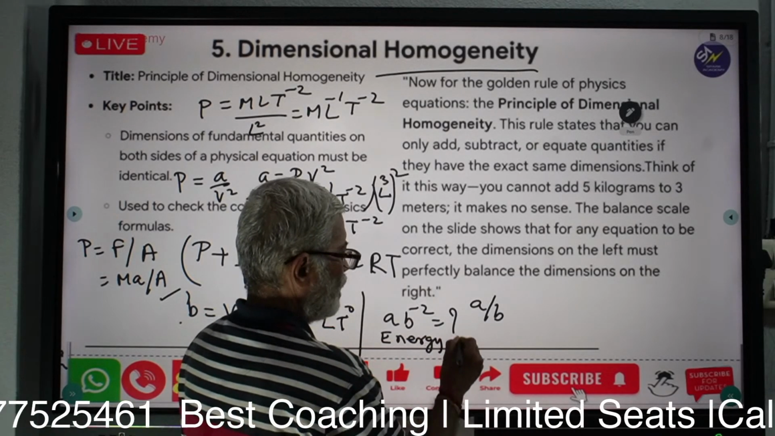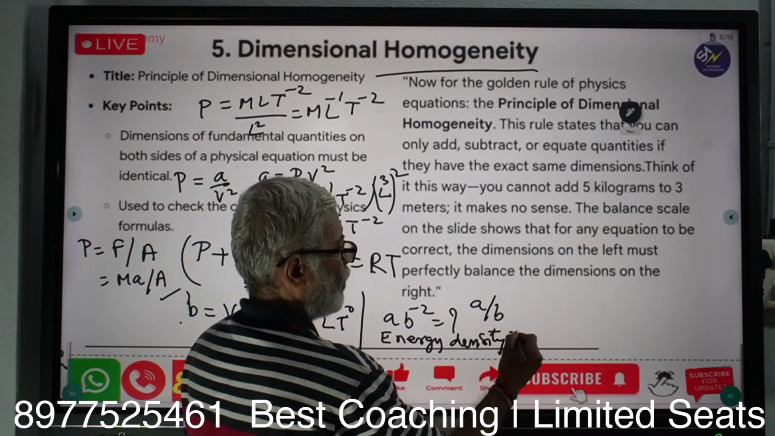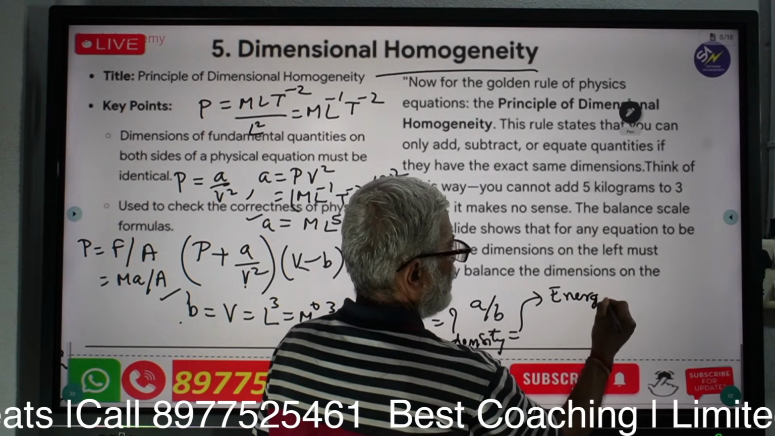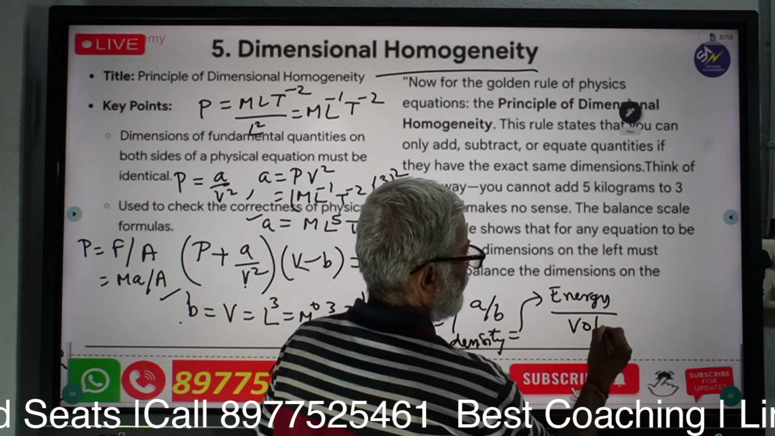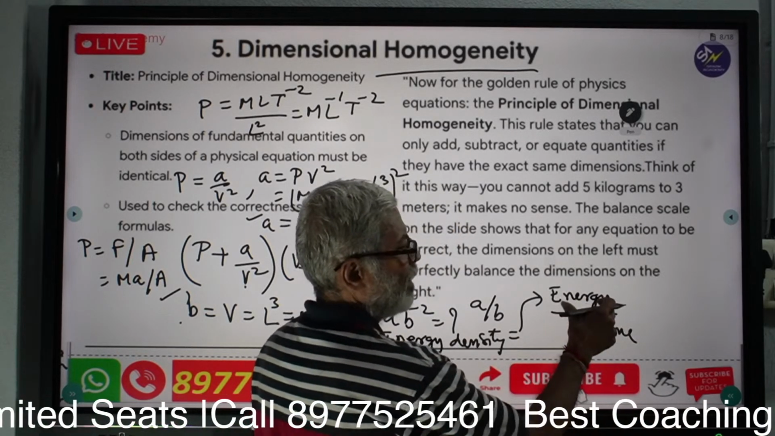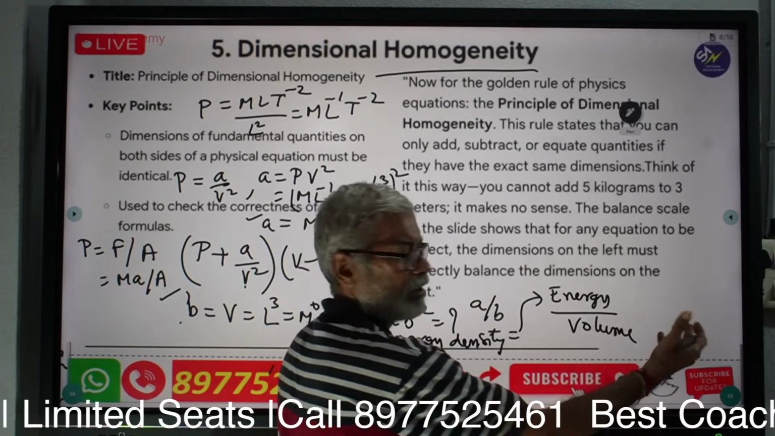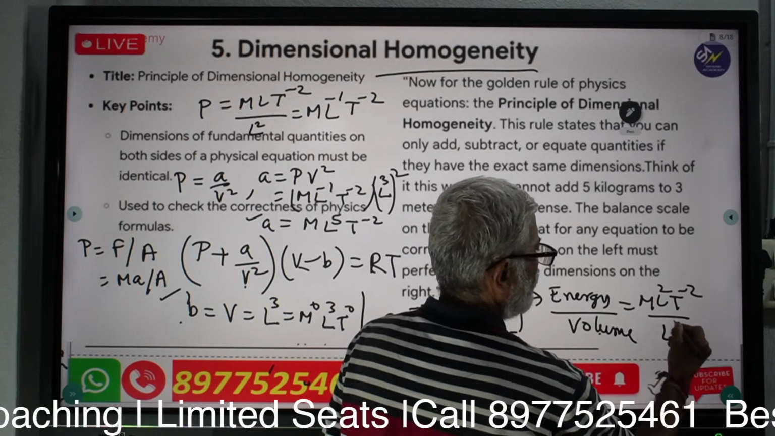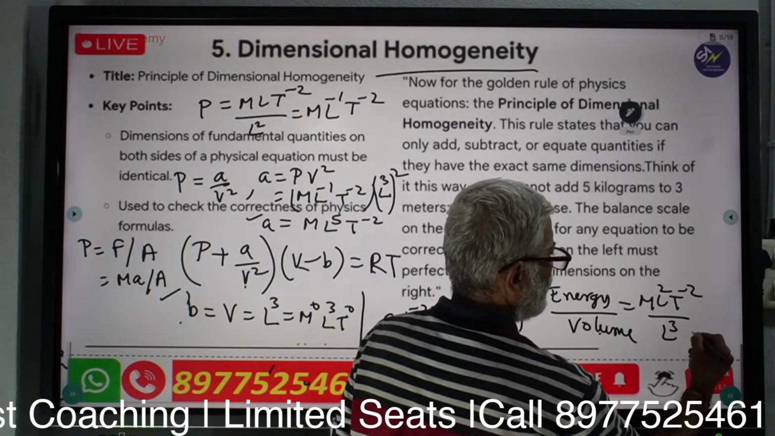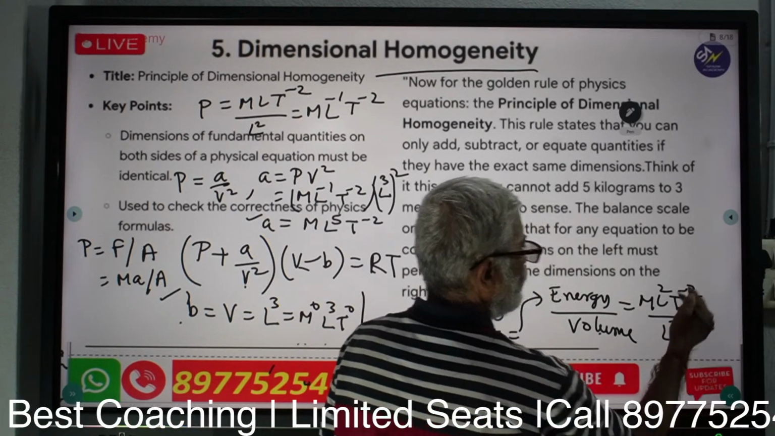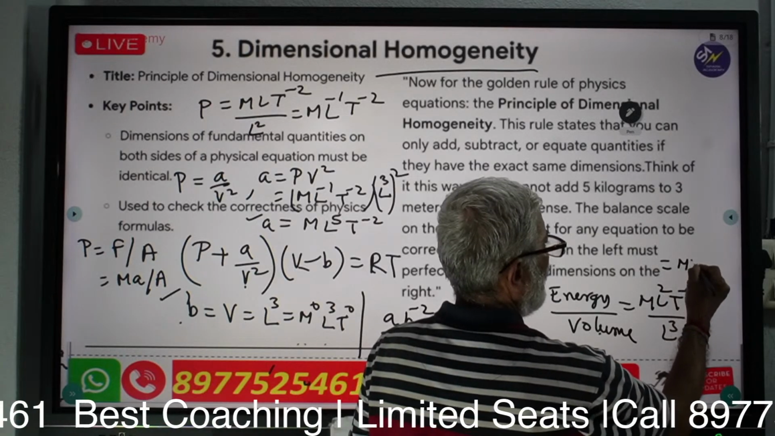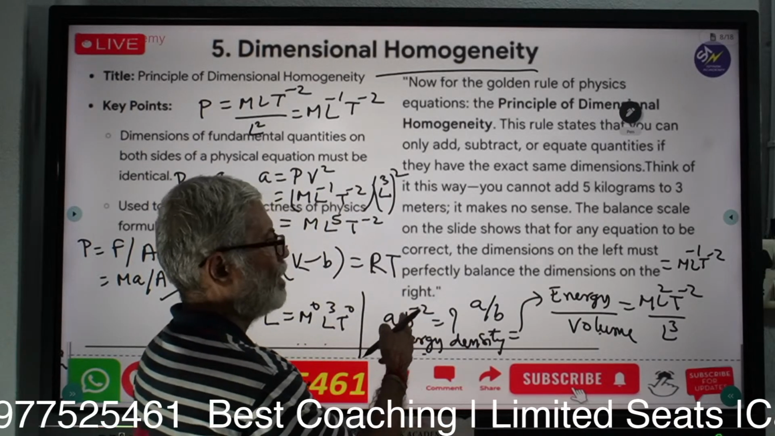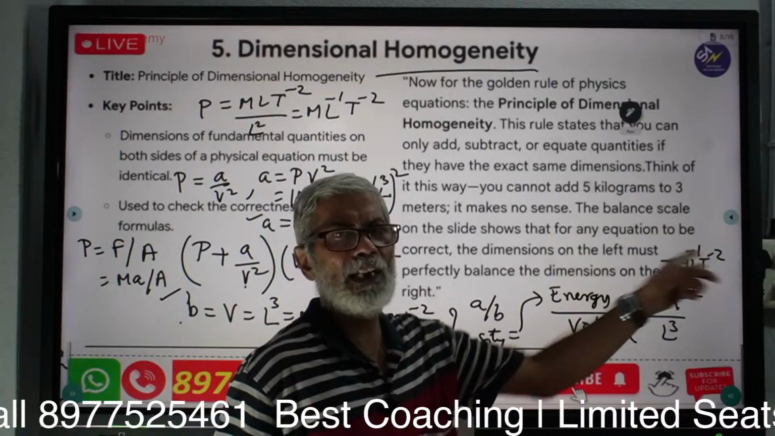Energy density. What is the formula for energy density? The formula for energy density is energy per volume. Energy and work are the same. Work is force into distance. So M L square T minus 2 is divided by L cube. And then you find out. So this will be equal to M L minus 1 T minus 2. So AB minus 2 is the same as M L minus 1 T minus 2. So energy density you have to take.